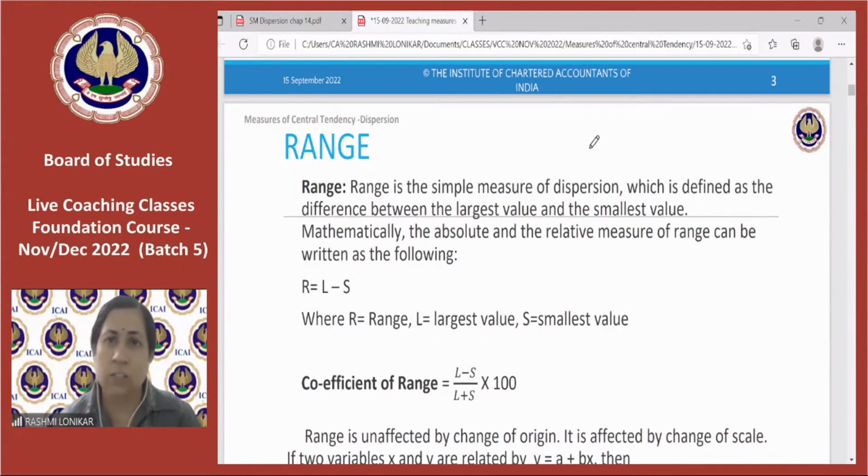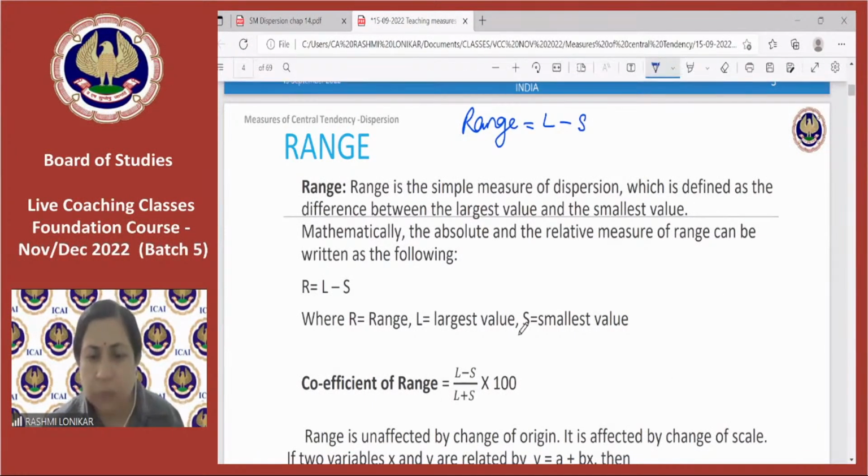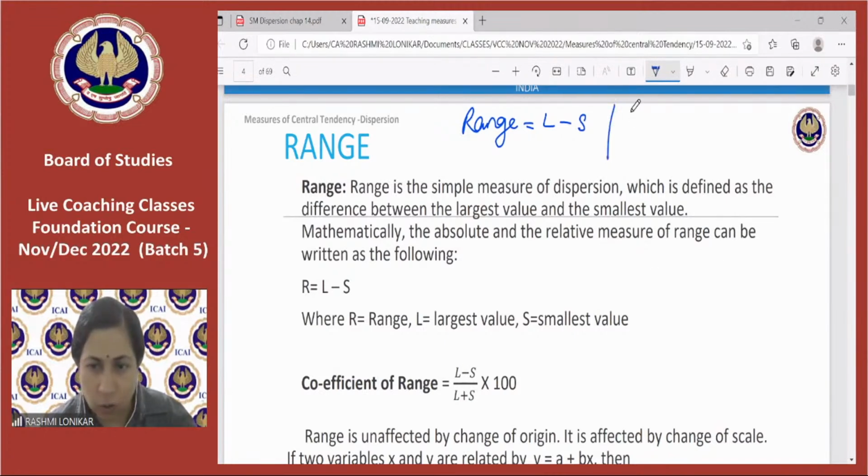How did she calculate that? She took the student who got the highest marks, and then the student who got the lowest marks, and she subtracted them. So that is range, simply put. Range is equal to largest minus smallest. Then the coefficient of range, which is the relative measure of dispersion, is equal to L minus S upon L plus S into 100.